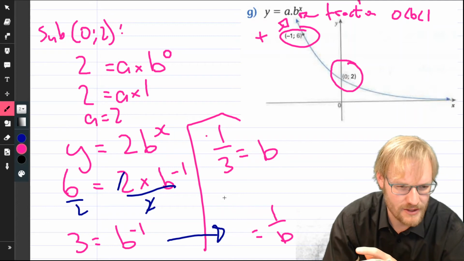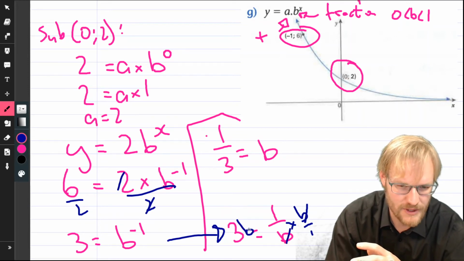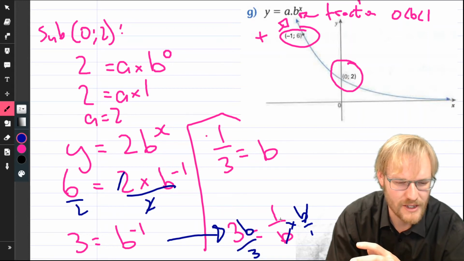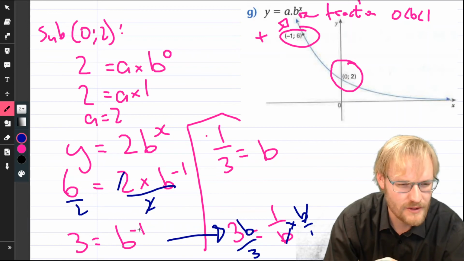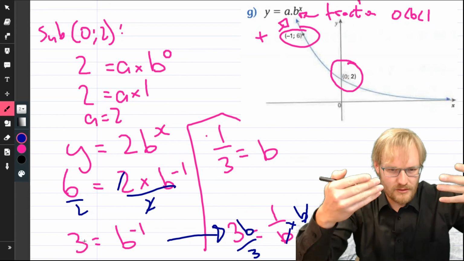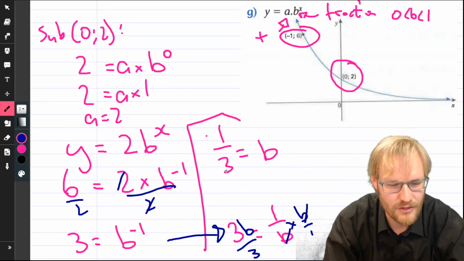And 3 is 3. And we could have gone the long way around here and said times b, so that these cancel, times b, 3b equals 1, and then divided both sides by 3. But I think it's worth just knowing our exponential rules well enough that if b to the negative 1 is 3, then take the reciprocal of both sides. So b equals 1 over 3.